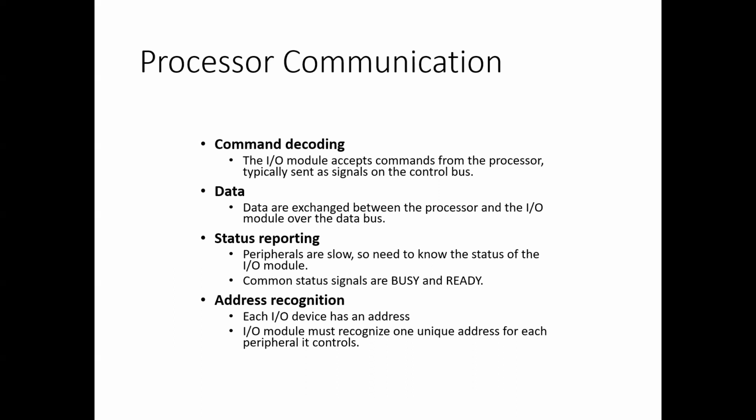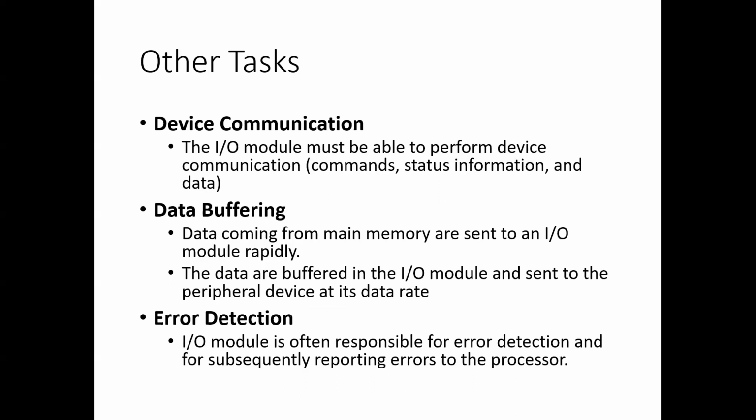And then address recognition. Each I/O device has an address. The I/O module needs to recognize one unique address for each peripheral it controls. So, you know, the mouse will have an address, the keyboard will have an address, the printer will have an address, and the I/O module needs to recognize each one of those addresses. Other tasks: the I/O module needs to perform device communication, give commands, get status information and data from the devices, needs to buffer data that comes in from main memory and is sent to an I/O module rapidly, and it needs to perform error detection.